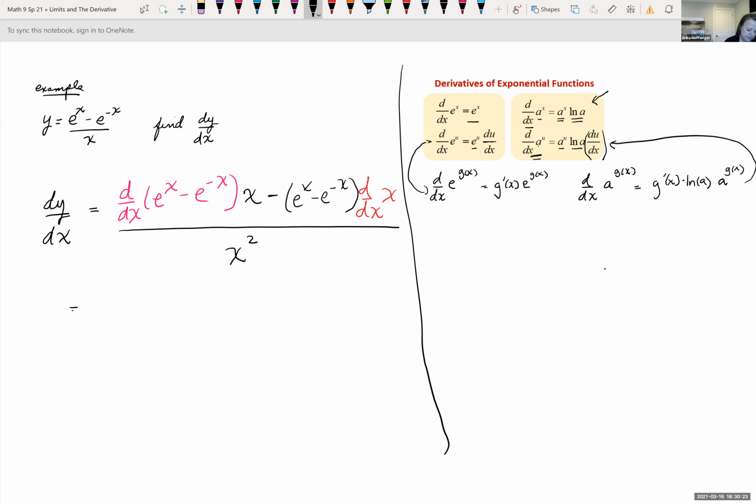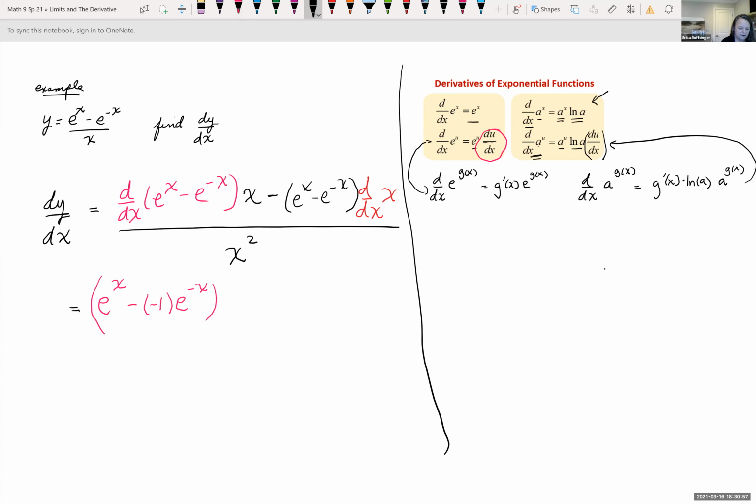So let's go through and take the derivative of e to the x minus e to the negative x. The derivative of e to the x is just itself, e to the x, minus the derivative of e to the negative x, which is a little different than e to the x. We take the derivative of the exponent, negative x, which is negative 1, times itself, e to the negative x.